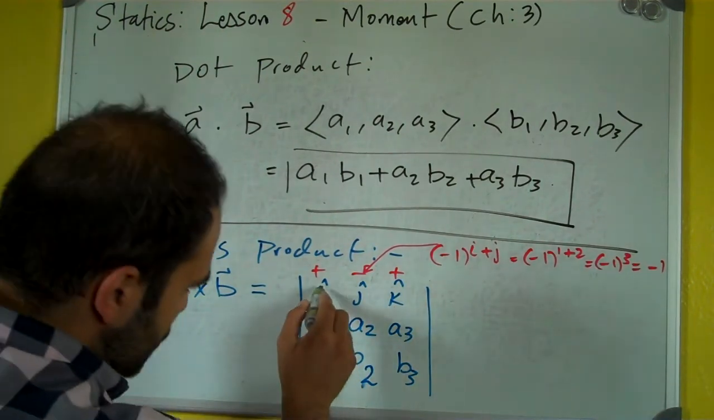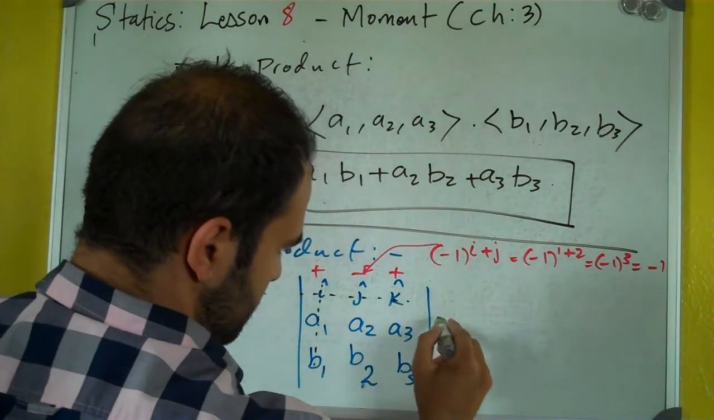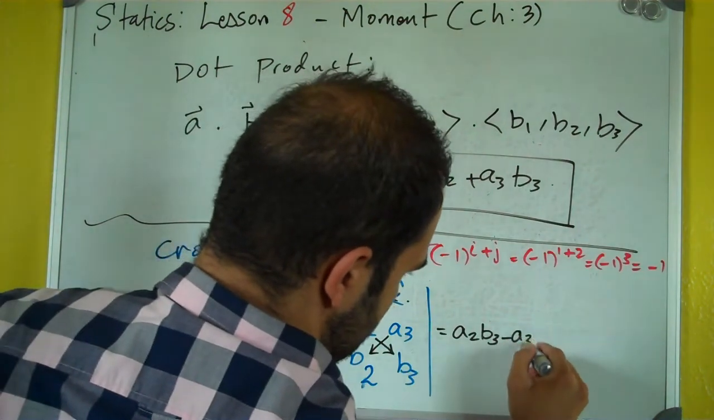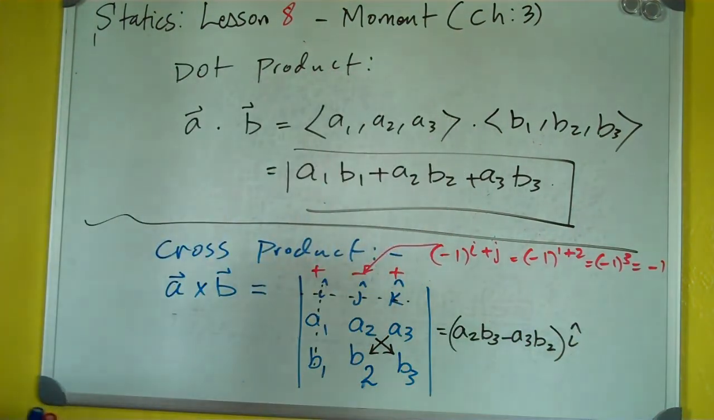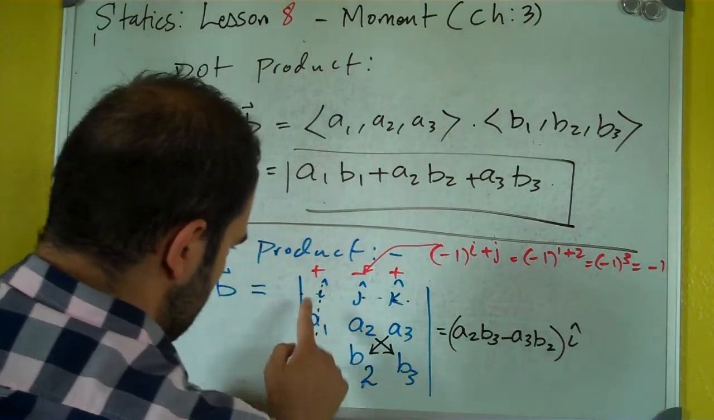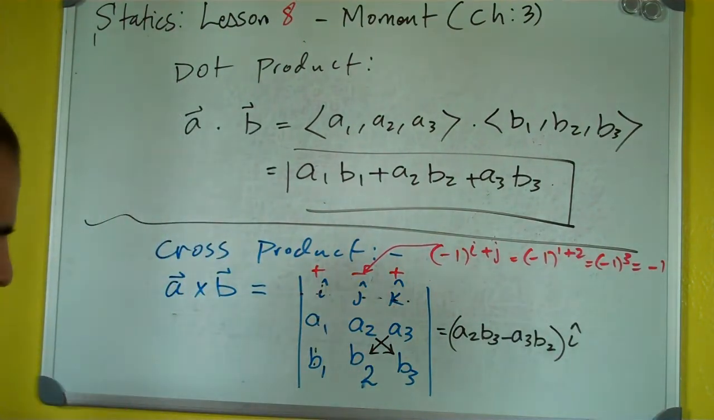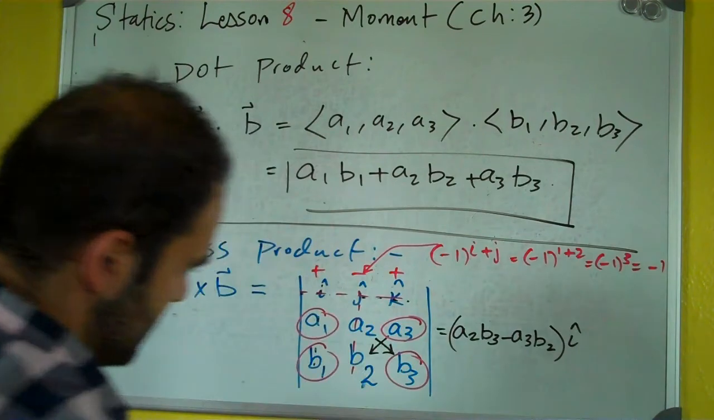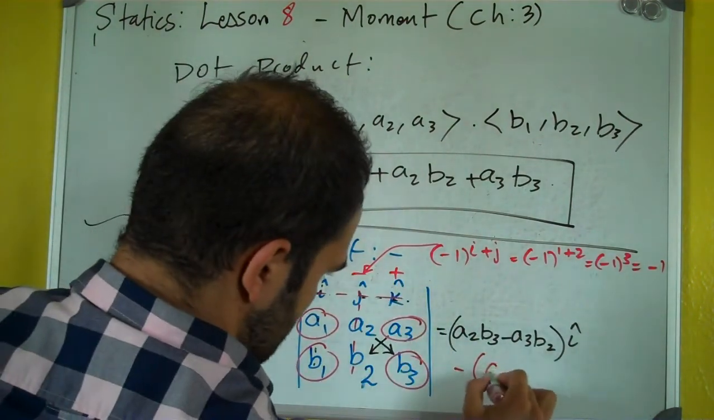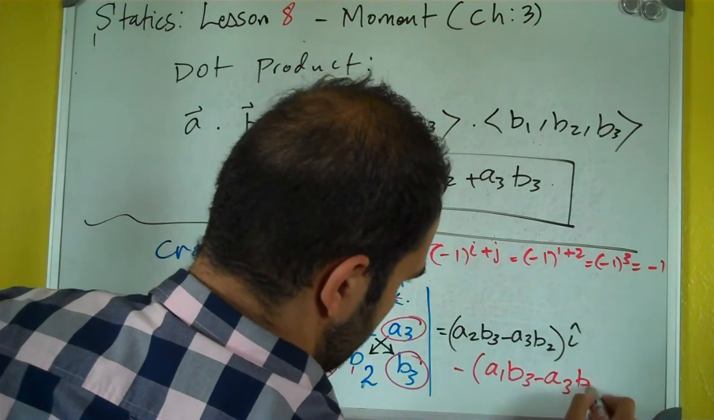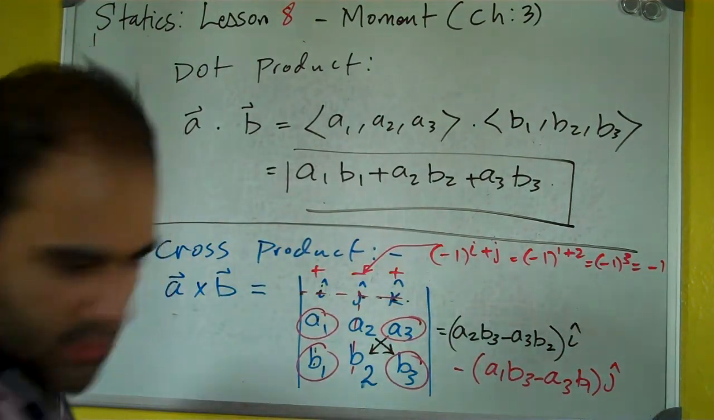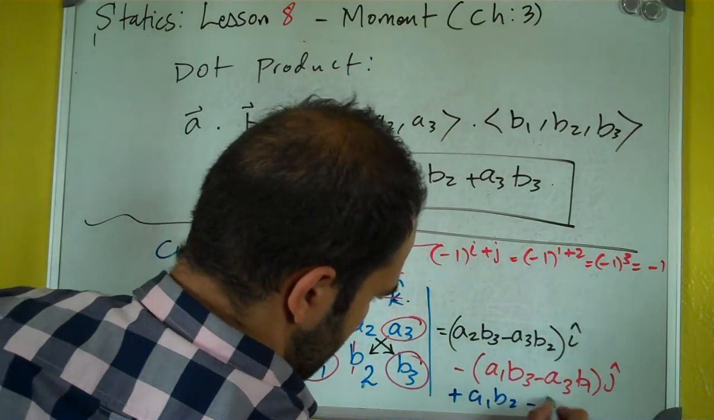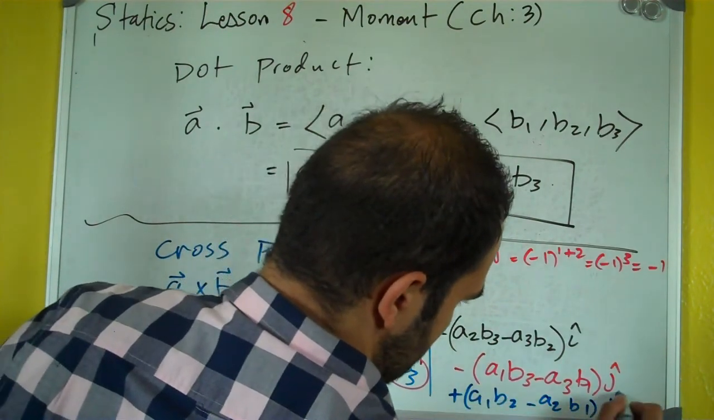You do this for the i component: A2 times B3 minus A3 times B2. That is for i only. Then you go and say, now I'm looking for the j component, you cross this. Minus, because of the minus, A1B3 minus A3B1. And I think you got the grip, just plus A1B2 minus A2B1 in the k direction.